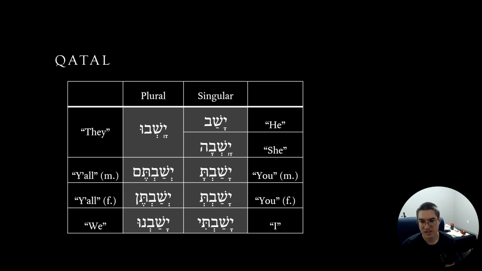So he sat, yashav, she sat, yashava, you sat, talking to a man, yashavta, you sat, talking to a woman, yashavt, I sat, yashavti, they sat, talking about either men or women in this case, yashavu. They use the same form regardless of gender. And then yashavtem, y'all sat, talking about a group of men or a mixed group if there's both men and women in it.